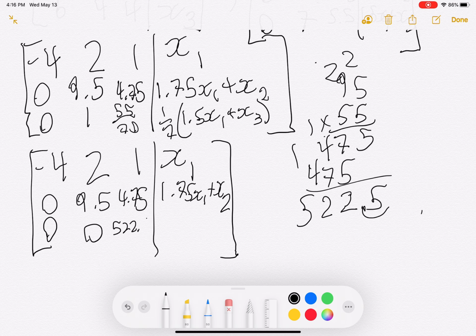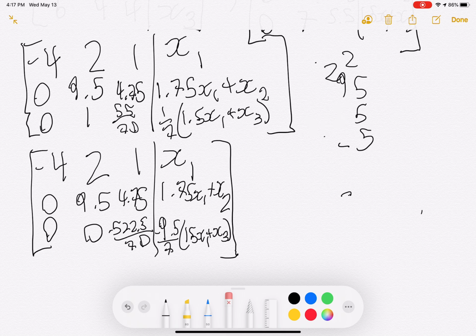52.5 over 522, negative 522.5 over 70. Okay, great. And then what we can do here is we can also just do negative 9.5 over 7 times 1.5 x1 plus x3. Okay, that was relatively simple, thankfully. Let's get rid of this arithmetic.